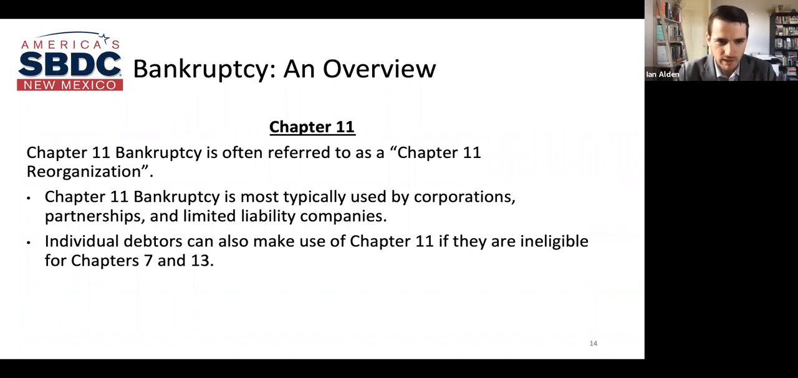it's possible to be caught in a trap where you're ineligible for Chapter 7 because of your means testing, ineligible for Chapter 13 because the debts are too high, and ultimately ineligible for Chapter 11 because you can't get the creditors to agree to a plan of reorganization. There are some glaring holes in the bankruptcy code, which current proposed laws are trying to fix. But just know that Chapter 11 can work for businesses and individuals.